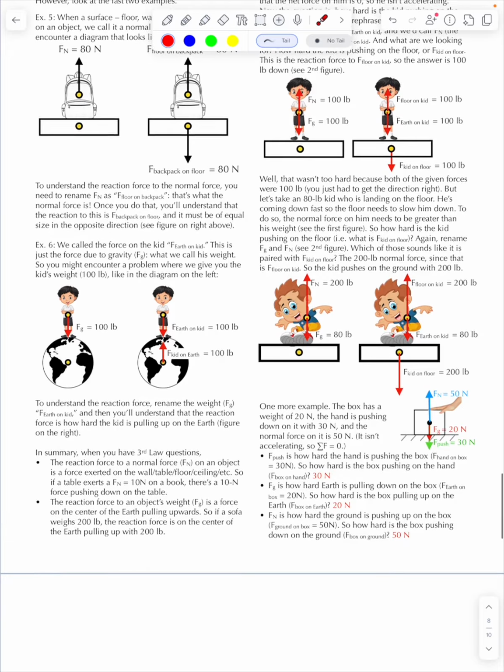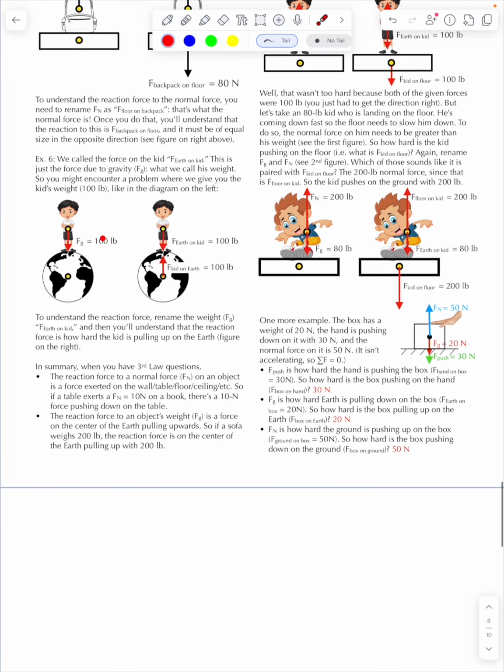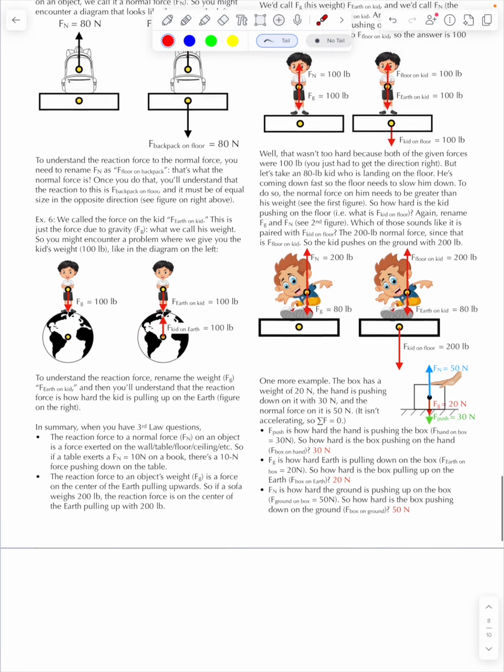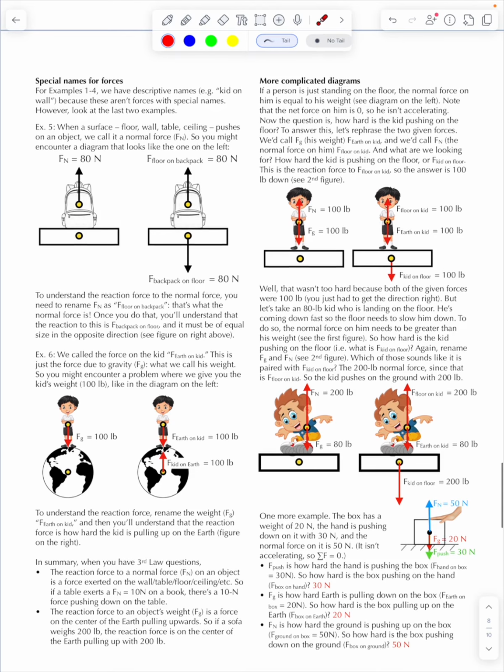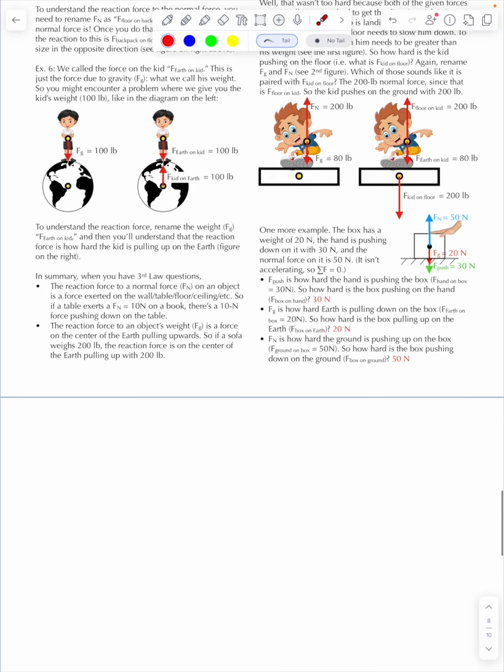Or again, hurrying a little bit here, is the weight of the kid. If I gave you the weight of the kid is 100 pounds, that's how hard the earth is pulling down on the kid. That's his weight. So that means he's pulling up on the earth with 100 pounds of force. That's an action-reaction pair. I'll skip that. And then again, maybe I'll skip that. I'll let you read it if you want.